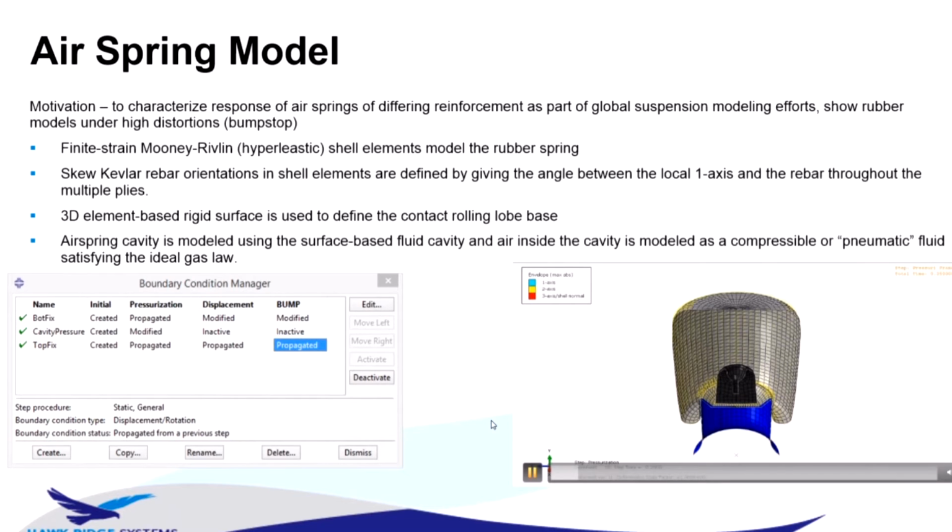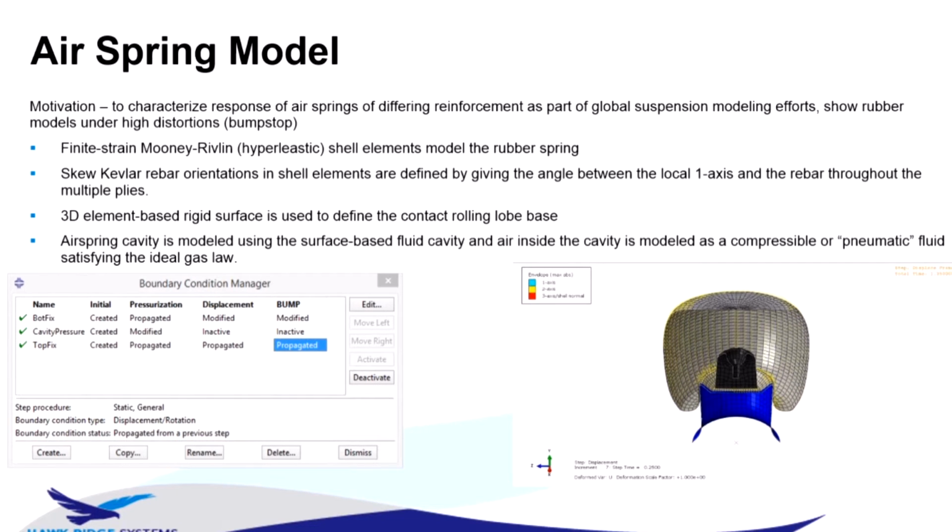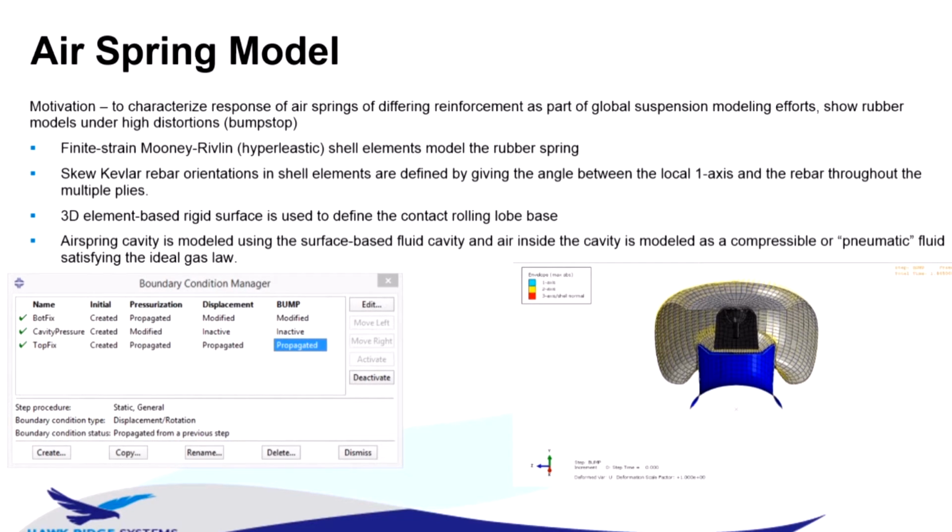So this air spring is similar to the other, and is built with reinforcements. We used a Mooney-Rivlin hyperelastic shell model for the rubber material, and there were Kevlar reinforcements throughout the shell. We can vary the Kevlar orientation and look at the effect of that on the output. So I'm going to switch over to the air spring model.